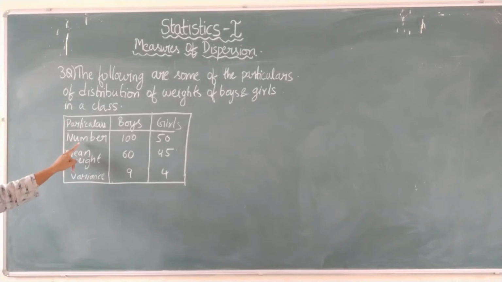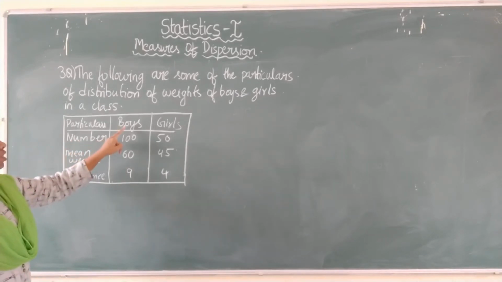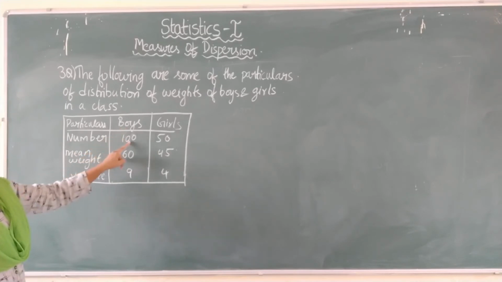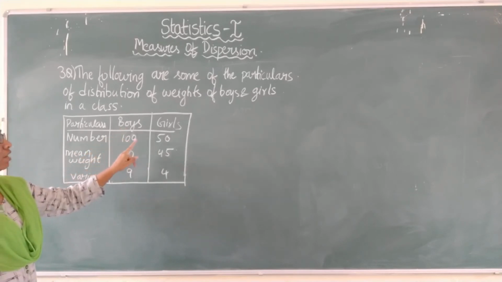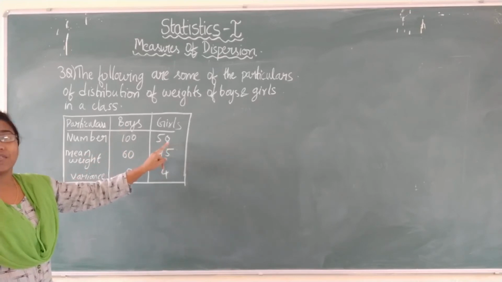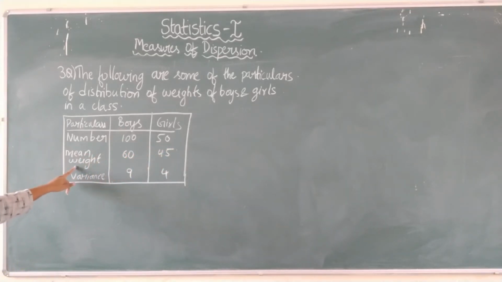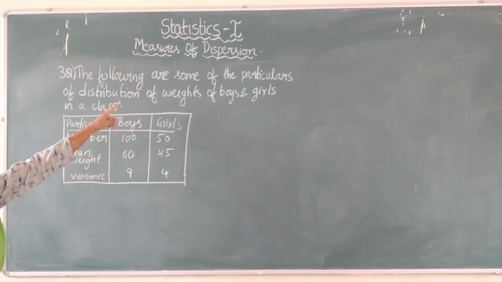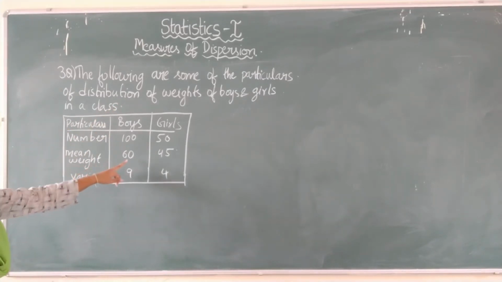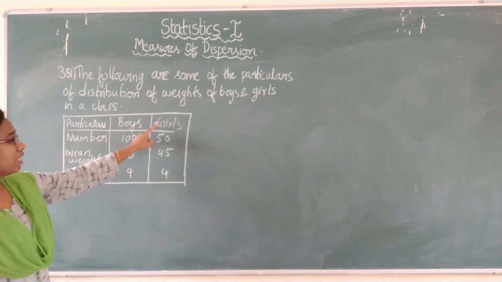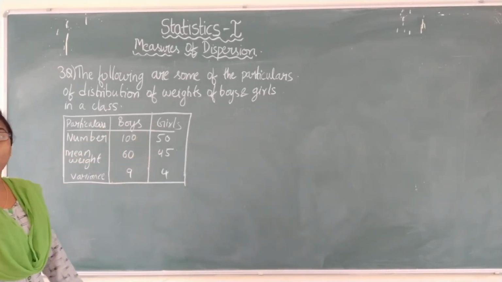So what are those particulars? Coming to the number, that is the number of boys and the number of girls. Under boys the number is 100 and the number of girls is 50. Similarly, the next particular given is mean weight. They have calculated the distribution about the weights only. The mean weight for boys is 60 and for girls the mean weight is 45.